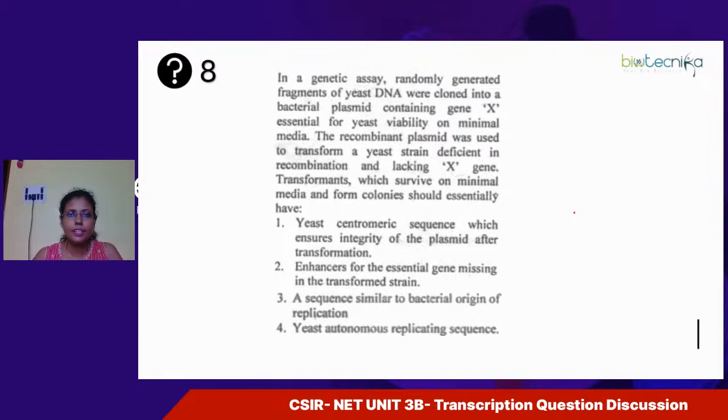In a genetic assay, randomly generated fragments of yeast DNA were cloned into a bacterial plasmid containing gene X, essential for yeast viability on minimal media. The recombinant plasmid was used to transform a yeast strain deficient in recombination and lacking the X gene. Transformants which survive on minimal media and form colonies should essentially have what? Very interesting.